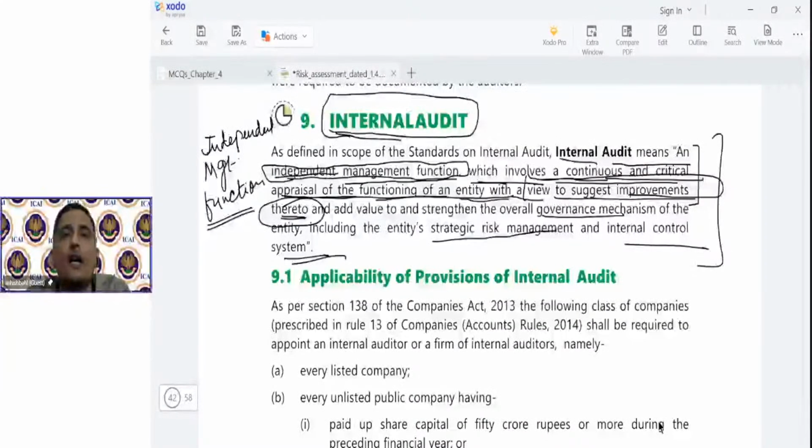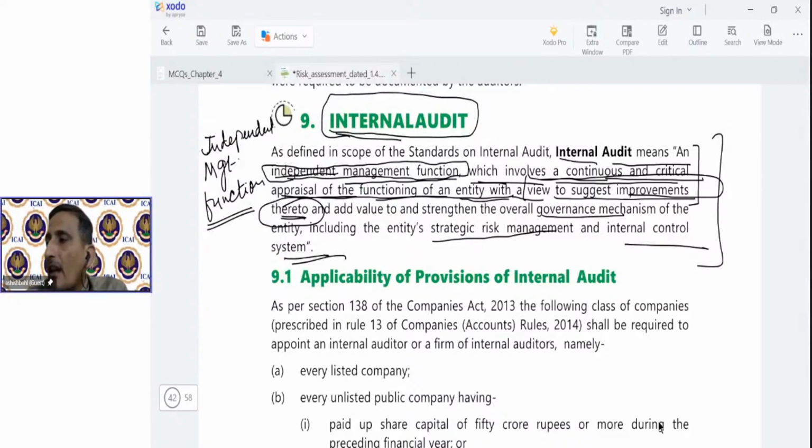Mohit, internal audit is not mandatory for all companies. We shall discuss what are the provisions of Companies Act 2013 in this regard. It is compulsory for certain class of companies which fulfill certain conditions. So Sonali, I have already summarized it, I hope, twice or thrice.